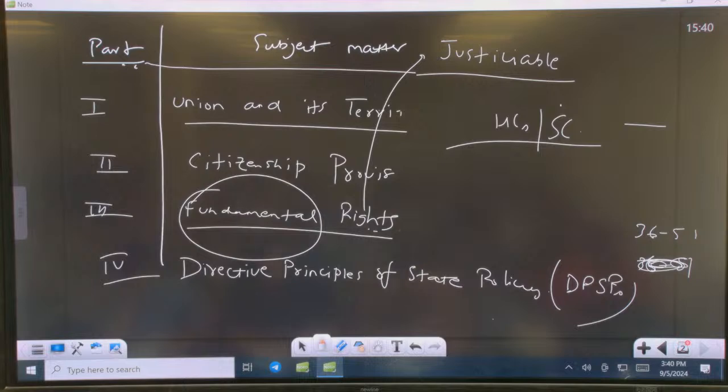DPSP. These are, as the name suggests, directives. These are actually instructions given by the Constitution. To whom? To the governments, both at the central level and at the state level. These are the instructions given by the Constitution to governments, both at the central level, which is the parliament, the central government, the union government, and the respective state governments. These are actually requests by the Constitution.